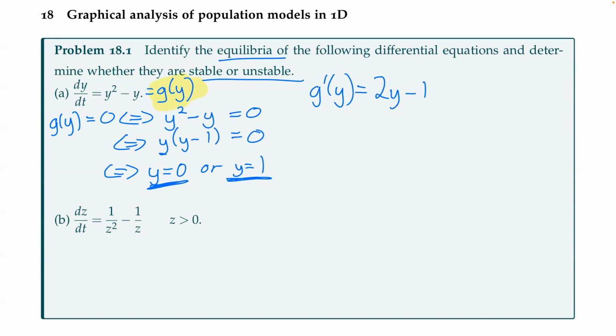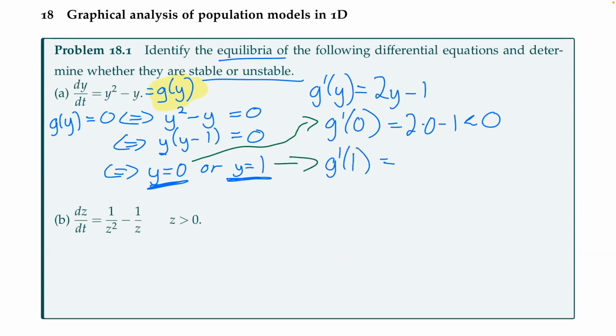Okay, so let's take this y as 0 first of all. So g prime of 0 is going to be 2 times 0 minus 1. So that's minus 1, which is less than 0. Let's do the same for the other one, and then think about what they actually mean. So g prime of 1 is 2 times 1 minus 1, which is equal to 1, which is greater than 0. So we don't actually care about what their values are here. We care about their sign.